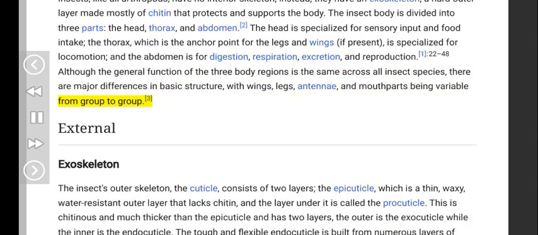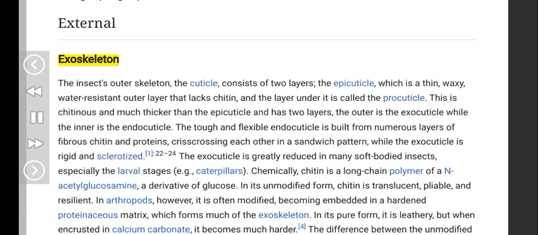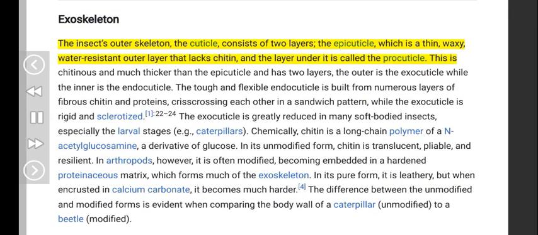External exoskeleton. The skeleton, the cuticle, consists of two layers: the epicuticle, which is a thin, waxy, water-resistant outer layer that lacks chitin, and the layer under it, called the procuticle. This is chitinous and much thicker than the epicuticle and has two layers. The outer is the exocuticle while the inner is the endocuticle.